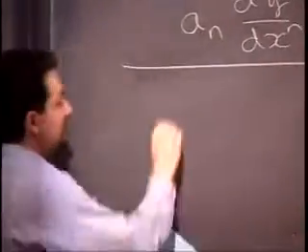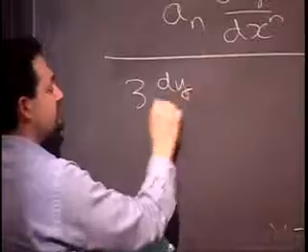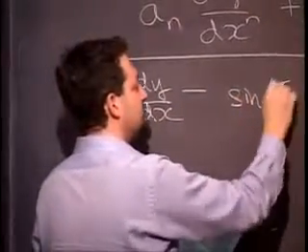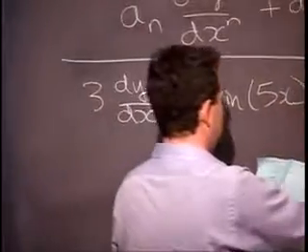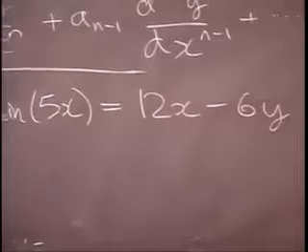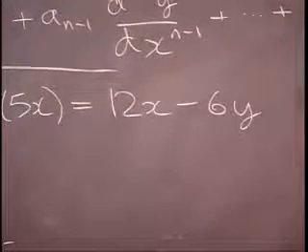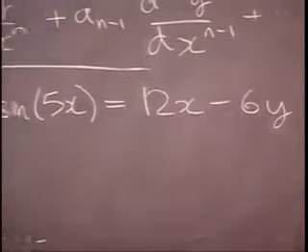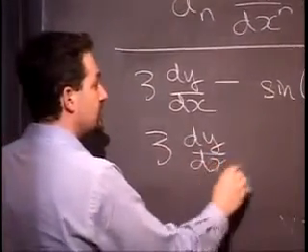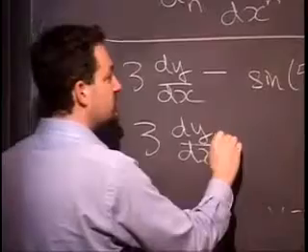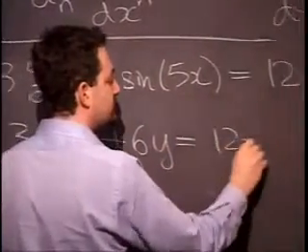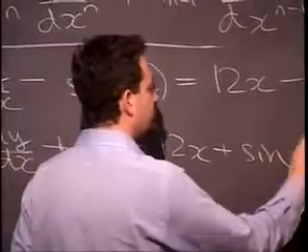If I took, say, 3 dy/dx minus sine of 5x equals 12x minus 6y. Well, I could rearrange this to put all the x stuff on the right and all the y stuff on the left, and I get 3 dy/dx plus 6y equals 12x plus sine 5x.